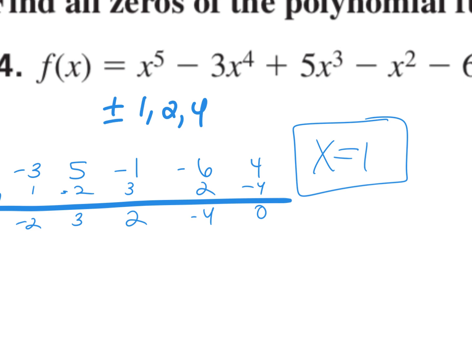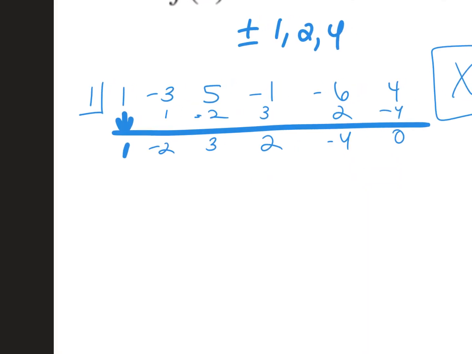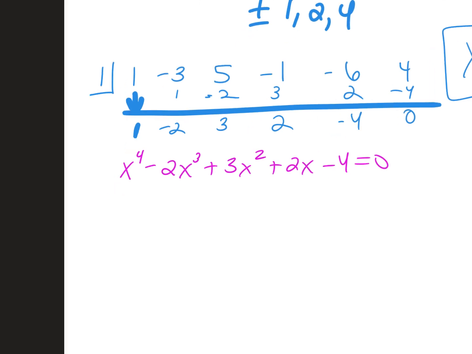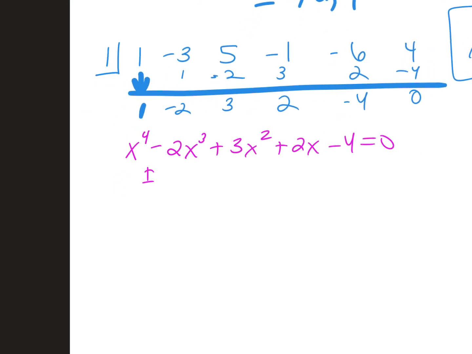So now we write our resulting polynomial. How would I write this? What's left over? Tell me. 1x what? 1x to the 4th, good, minus 2x cubed plus 3x squared plus 2x minus 4 equals 0. And we're in the same boat again. We're going to have to do P over Q. Again, our last term is 4, so plus minus 1, 2, and 4. Let's start off with 1. So I have 1, negative 2, 3, 2, and negative 4.